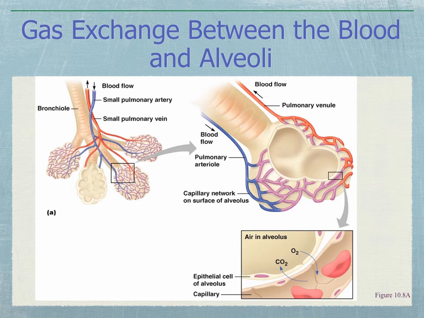And a gas exchange occurs at the alveoli, and the alveoli are these little air sacs that draw the oxygen into the air sacs, and then a network of capillaries surrounds the alveoli, and it's a very thin wall that allows for gas exchange.